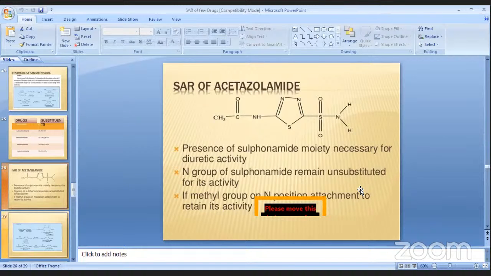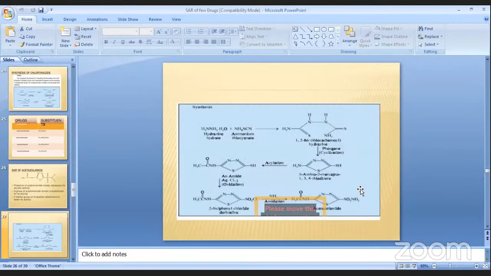And you see the SAR of acetazolamide, and it is one of the drugs that act as a diuretic. Now, the synthesis of the diuretic acetazolamide is from hydrazine. Already I have discussed this in the class on diuretics.